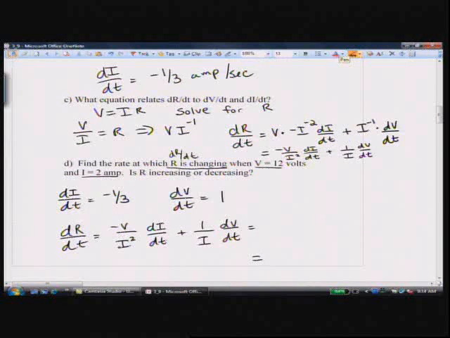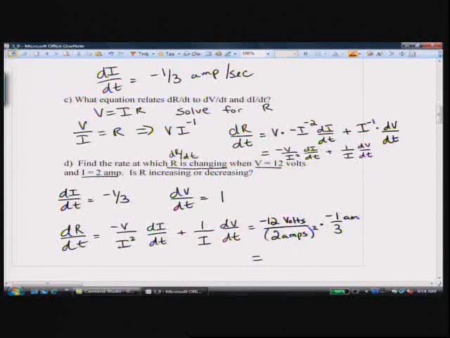All right, I should write this as negative 12 volts over I squared, which is 2 amps squared, times dI/dt, negative 1/3 amp per second, plus 1 over I, what was I? 2 amps, times dV/dt, which was 1 volt per second.